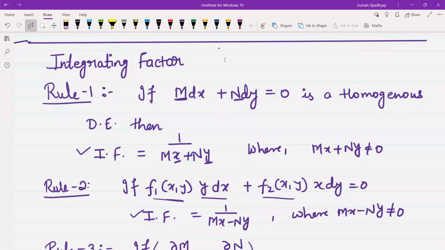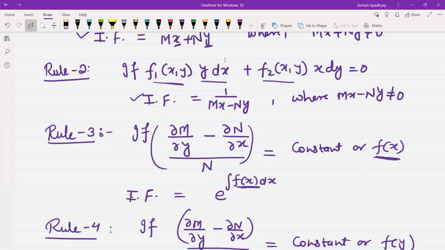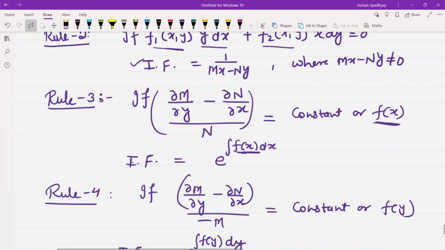So the first type says if your given differential equation is homogeneous and non-exact, at that time you're going to use rule number 1, and in rule number 1 the formula for integrating factor is 1 upon mx plus ny. Rule number 2 says if your given differential equation looks like f1(x, y) dx plus f2(x, y) dy, at that time you're going to use this formula for integrating factor, which is 1 upon mx minus ny.